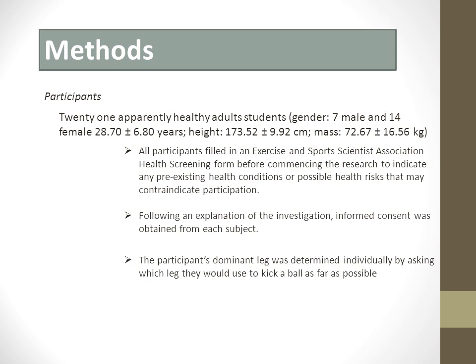As you can see, the study involved 21 apparently healthy adults. They were mixed in gender, age, height, and mass. All the participants were asked to complete a health screening form before commencing, to make sure that we knew about any pre-existing conditions. That was followed up by an explanation of what exactly was going to be taking place in the testing. Informed consent was then obtained from each of the participants. The participants were then asked about their dominant leg, which leg they would use to kick a ball the furthest.